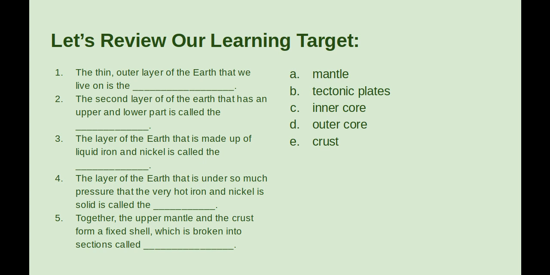Number 4. The layer of the Earth that is under so much pressure that the very hot iron and nickel is solid is called the C, inner core. Number 5. Together, the upper mantle and the crust form a fixed shell, which is broken into sections called B, tectonic plates. You may now click Next to take the quiz for this lesson.